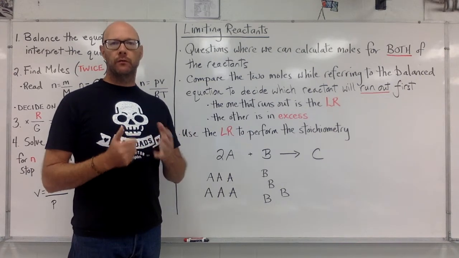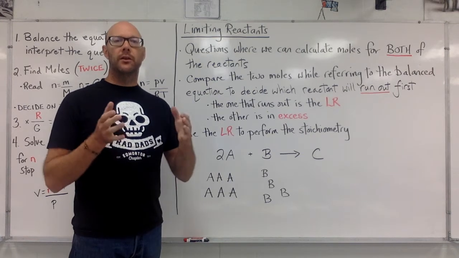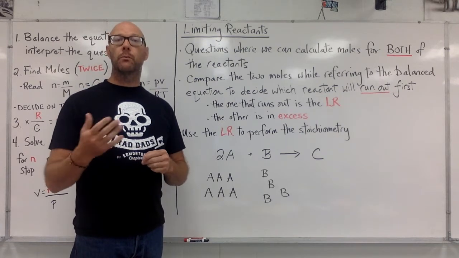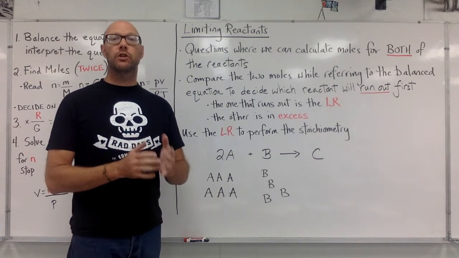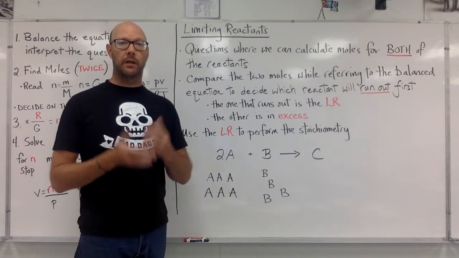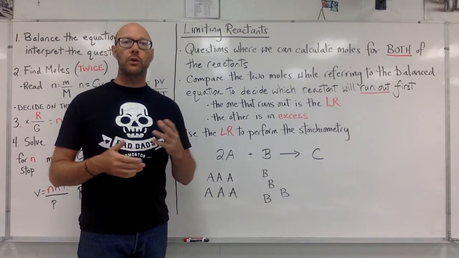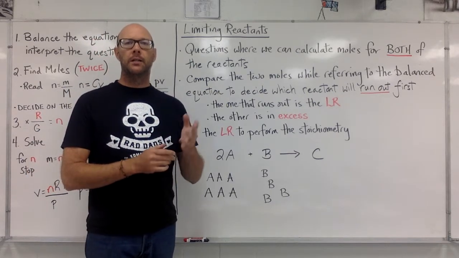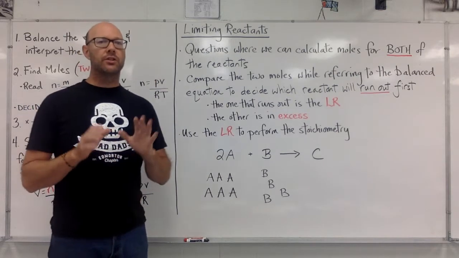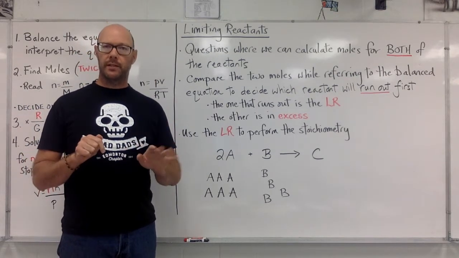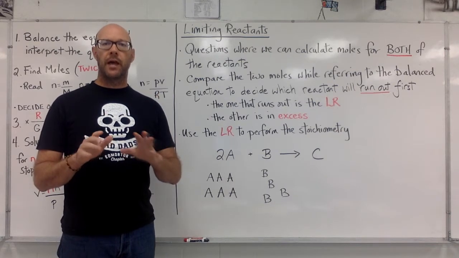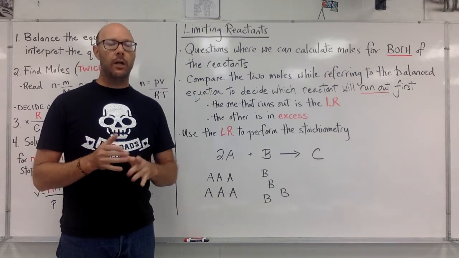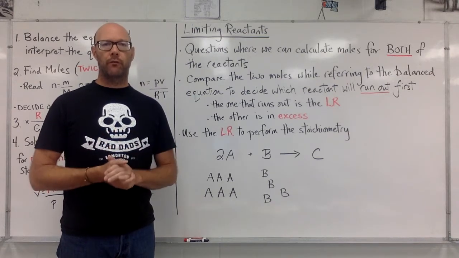So a defining feature of limiting reactant style problems is there's enough information in the question so we can calculate the moles by doing mass over molar mass or by doing concentration times volume for both of the reactants. We can find moles twice. What we're going to do after that is compare the two moles while referring to the balanced chemical equation. It's not just a straight up comparison, which one's more, which one's less. It's looking at those two numbers and also thinking about the balanced equation itself in order to decide which of the two reactants is going to run out first.